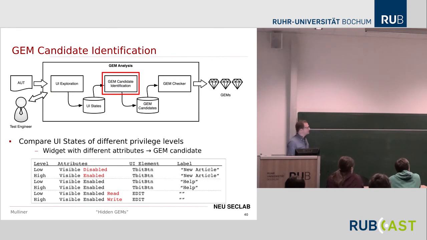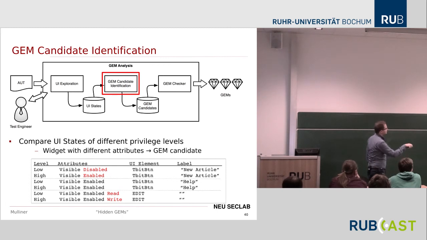And then we have a database with candidates. So for example, we have 2 runs of an application. With a low privilege run, this is a button. This is from the initial demo, where the new article button for the low privilege user is visible but disabled. And for the high privileged user, it's visible but enabled. You see there are some attributes that are different, so this goes to the candidate list.